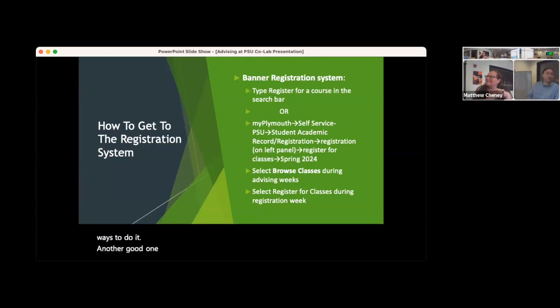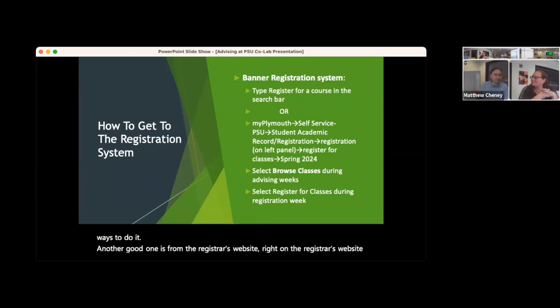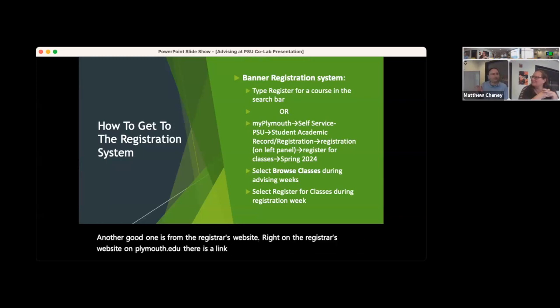Another good one is from the registrar's website. Right on the registrar's website on plymouth.edu, there is a link that says register for classes, and that will take you to both the registration link and the browse for classes. We hit a certain limit of what we can see in the register for classes part, unless you're a student. Students can sometimes see more there. It seems to change term by term what we have access to. But that is another way.